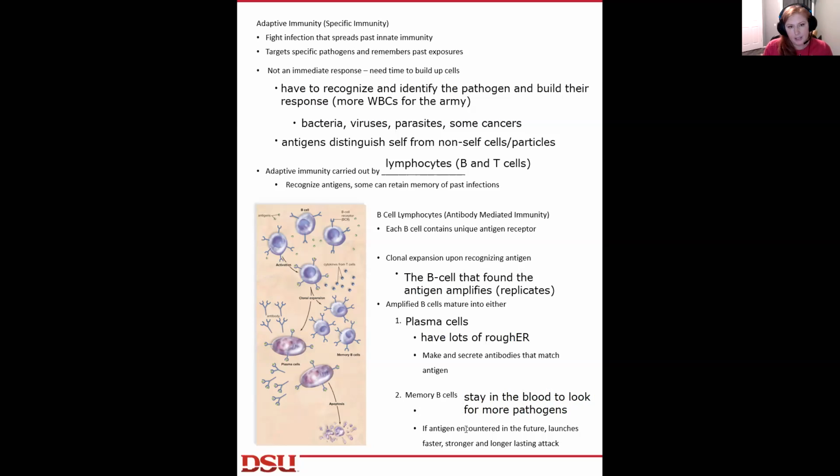If an antigen is encountered again by a B cell or a T cell in the future, the body is able to respond faster and harder. So rather than taking the 7 to 10 days it did upon first infection, it can cut that down significantly, to 3 days, 5 days, something like that. And so not only does the body respond faster, it usually is able to destroy the pathogen faster, so you're not as sick for as long.